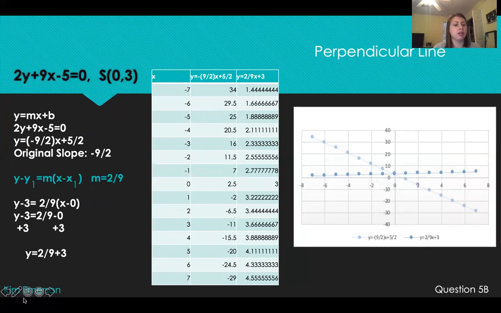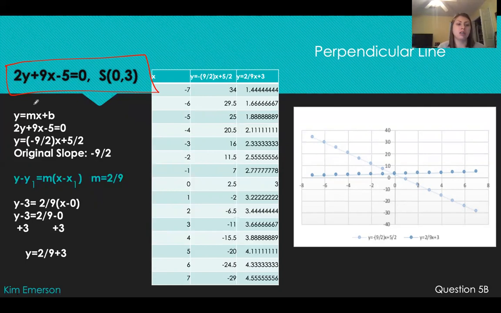So again, we are given this right here: 2y plus 9x minus 5 equals 0. And then we're given these points 0, 3, which is the point S. So what we're doing here is we see our slope-intercept form right here, y equals mx plus b. So we have our 2y plus 9x minus 5 is equal to 0, correct? Well, y equals negative 9/2 x plus 5/2.